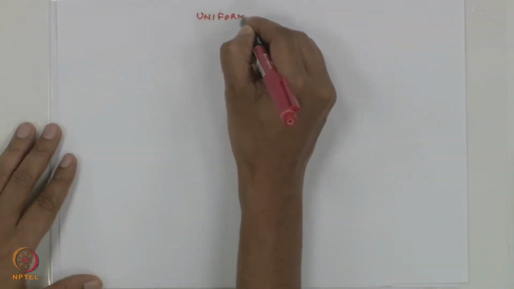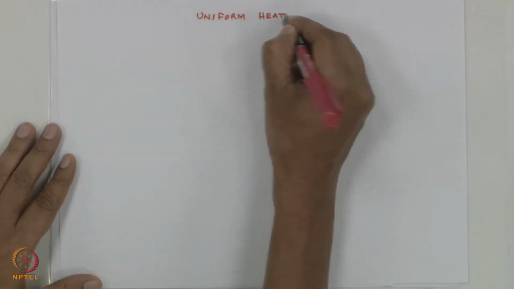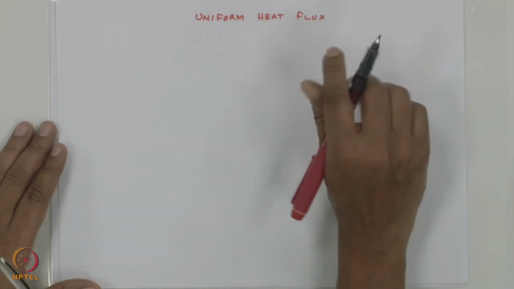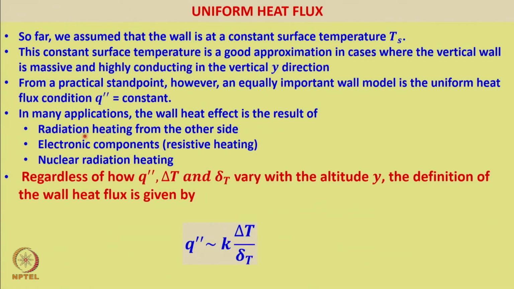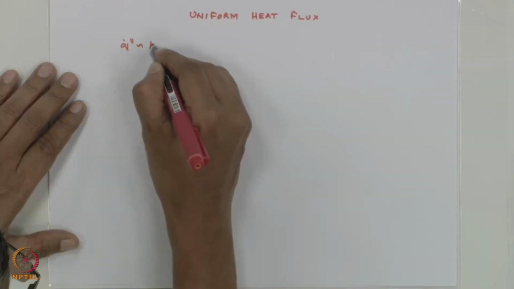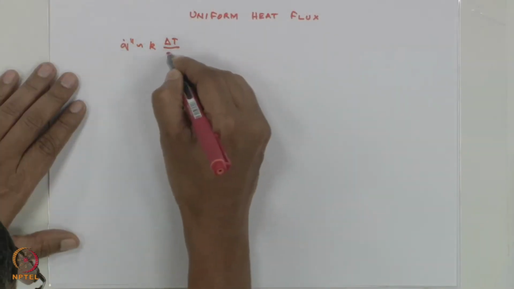Now only one thing which we have not done is uniform heat flux. We have done so far for constant wall temperature. If you just see the slides, Q double dash constant we come across for radiation heating from one side, electronic components, nuclear radiation heating; they all constitute constant heat flux boundary condition. So that is Q dot double dash is of the order of K delta T by delta y.